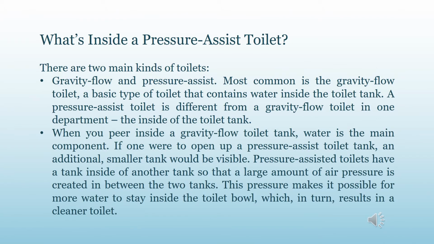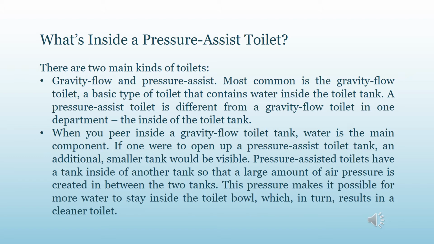So what's inside a pressure assist toilet? There are two main kinds of toilets. First is gravity flow and the pressure assist. Most common is the gravity flow toilet, a basic type of toilet that contains water inside the toilet tank. A pressure assist toilet is different from a gravity flow toilet in one department, the inside of a toilet tank.